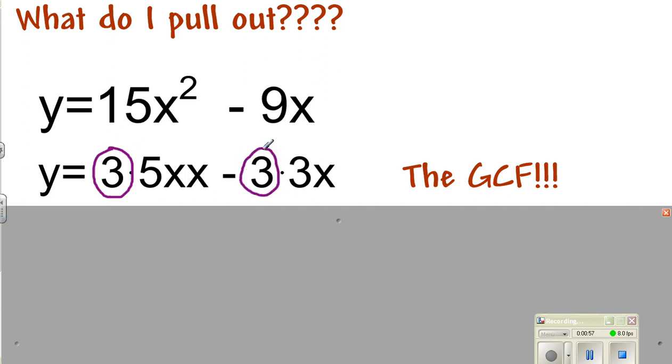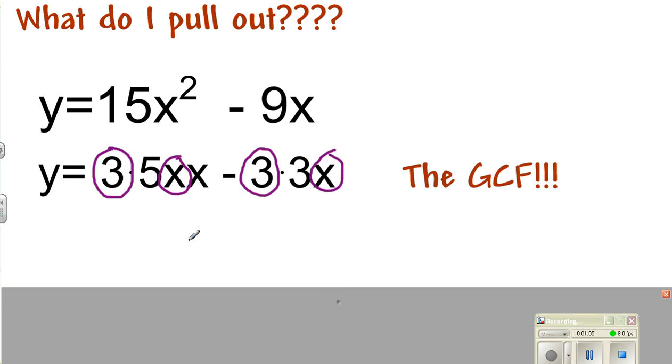And then it's easy to see they both have an x. So that's what you're going to pull out. You're going to pull out the 3x. So we have y equals 3x times. All right, I got some leftovers here.